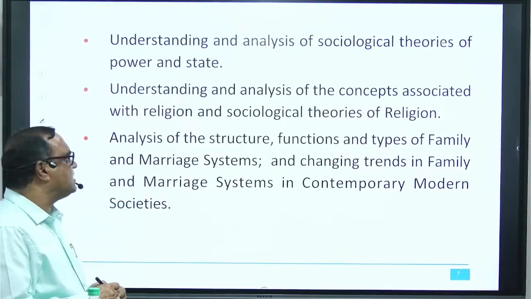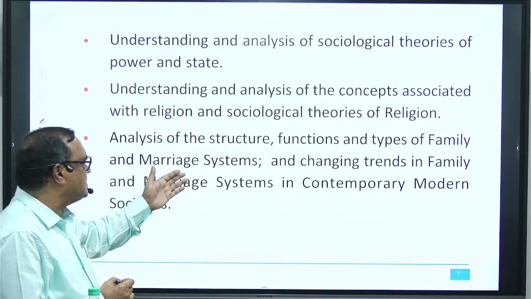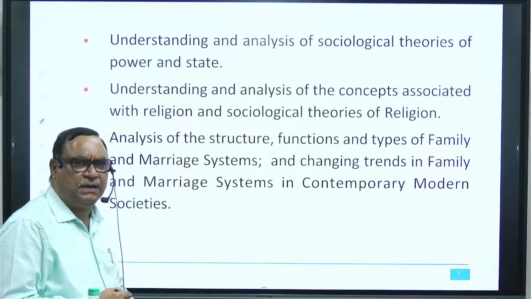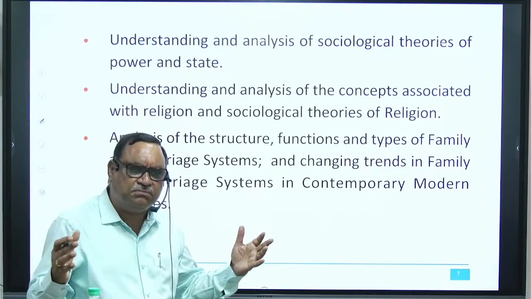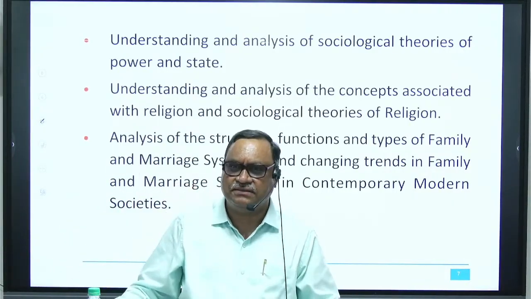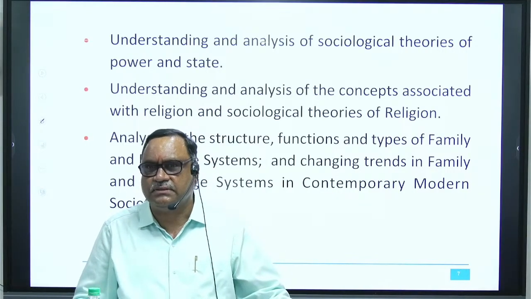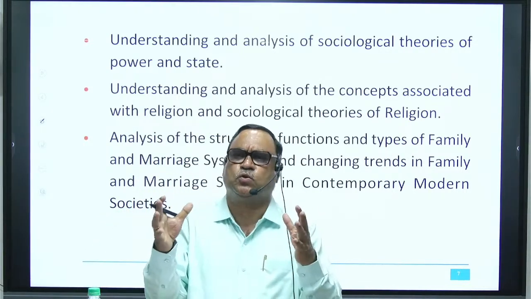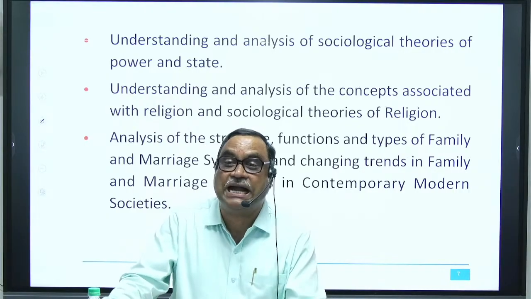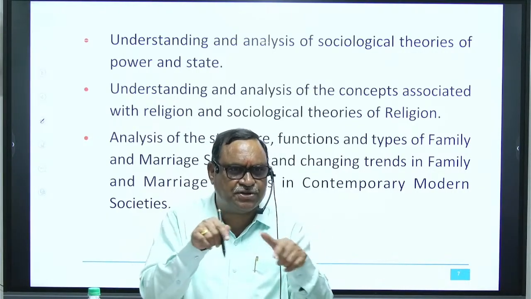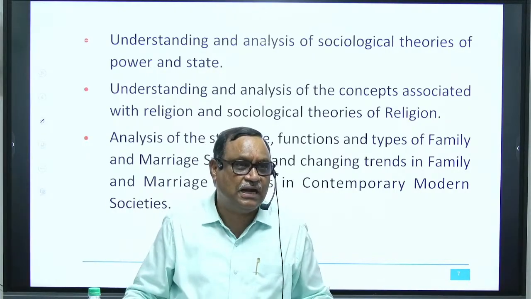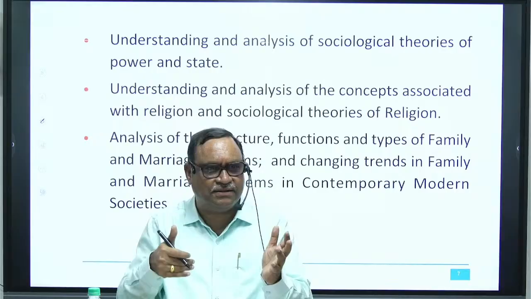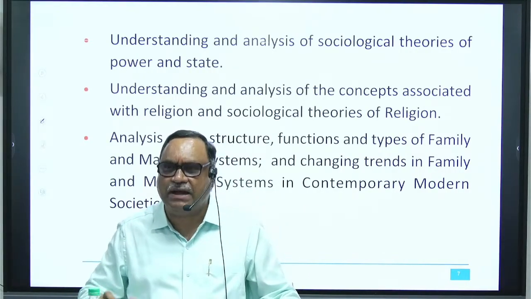Then analysis of the structure, functions and types of family, marriage system, and changing trends in family and marriage systems in contemporary modern societies. This is a very, very important topic. Right? What is meant by family system, marriage system, and what are the main challenges for family and marriage system? Let me give you one or two examples. Generally, family means what? Family is a social group which consists of consanguineous and affinal kins. That is a technical definition. Consanguineous kins are those who are related by blood. Affinal kins are those who are related by marriage. So family means wife, husband and their children. That's family.